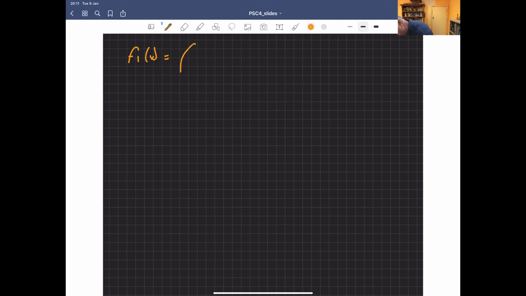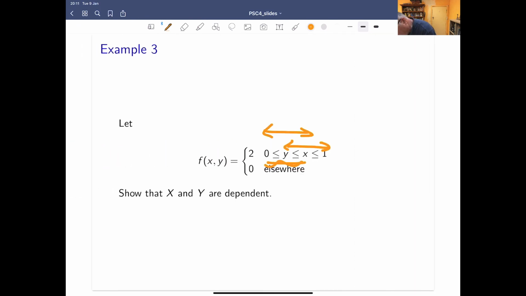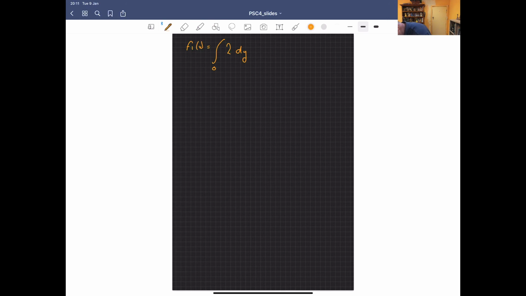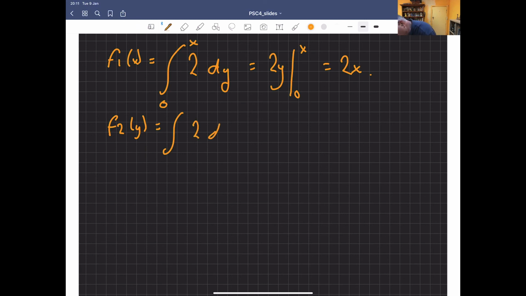So again, we want to integrate our function, but if we want to get the marginal, we have to get rid of y. Let's go and look at y. Y lies between 0 and x. So that's 0 to x. So this is now 2y from 0 to x, which is 2x. Now we should get a sense of deja vu as we start to do the marginal of y, because that's what Jono foolishly did before. That's going to be 2 dx. X goes between y and 1, which is 2x from y to 1, which is 2 minus 2y.